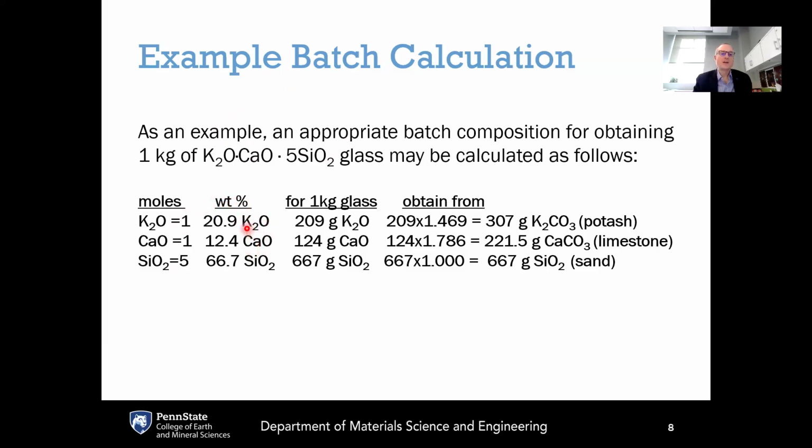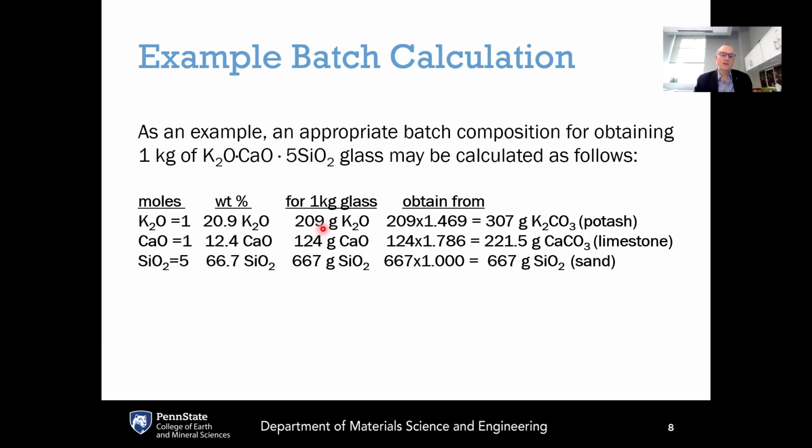Convert those to equivalent weight percentages using the molecular weights of each of these oxides. This converts to 20.9 weight percent potassium oxide, 12.4 weight percent calcium oxide, and 66.7 weight percent silica. If we want 1 kilogram of batch, we use the weight percents multiplied by the total amount of glass that we want to get. And then this adds up to 1 kilogram worth of glass.